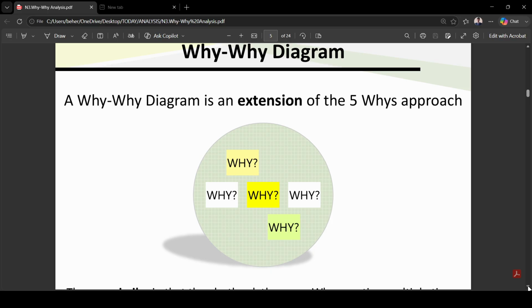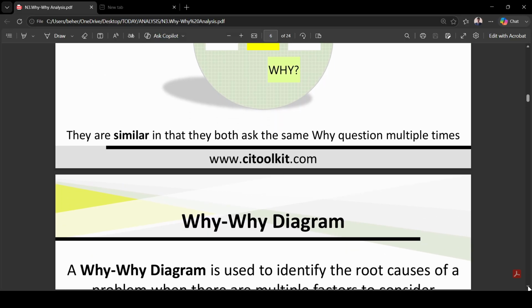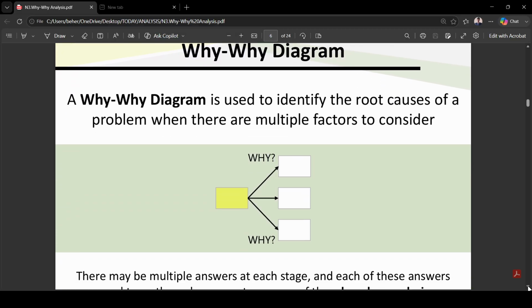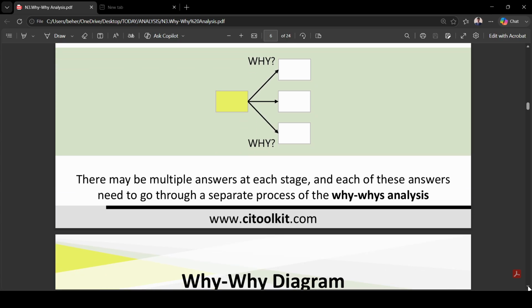A Why-Why diagram is an extension of the 5 Why approach. They are similar in that they both ask the same why question multiple times. Then a why diagram is used to identify the root cause of a problem when there are multiple factors to consider. There may be multiple answers at each stage, and each of these answers needs to go through a separate process of why analysis.